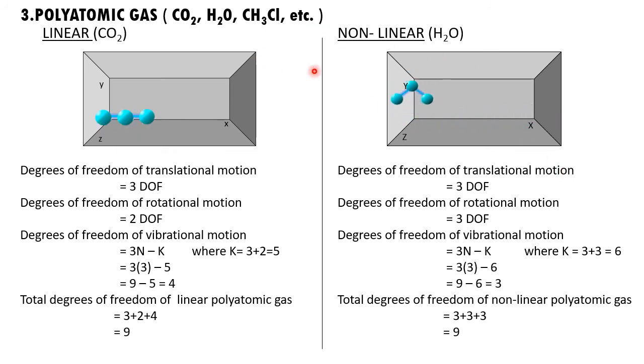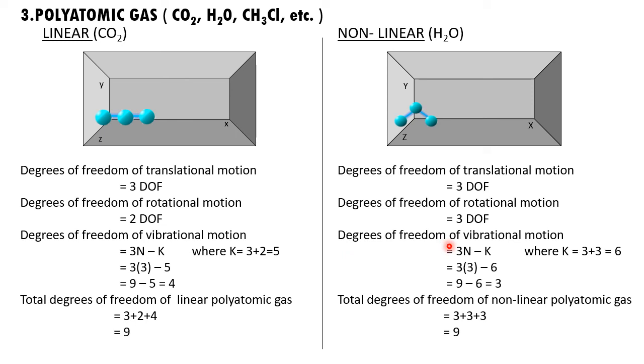Now the non-linear H2O. This non-linear triatomic molecule can move along the xyz direction, so the degree of freedom is 3, and the degree of freedom of rotation motion is 3. Why is it 3? In the linear case, on the x-axis the moment of inertia is 0, but in this case it is non-linear, so this molecule will have a moment of inertia on this axis, and that's why it can rotate along the x-axis also. So the degrees of freedom will be 3.